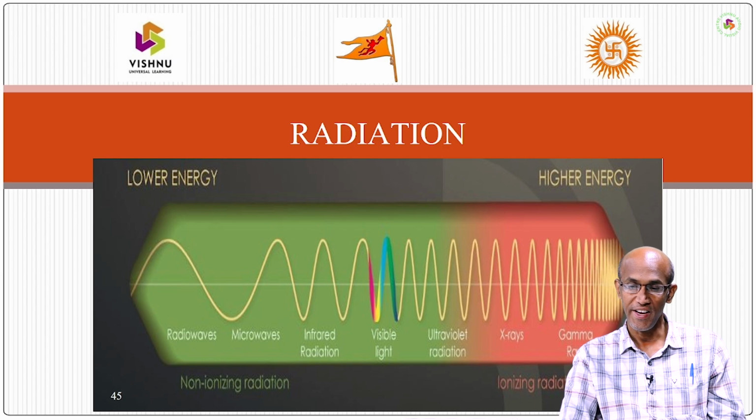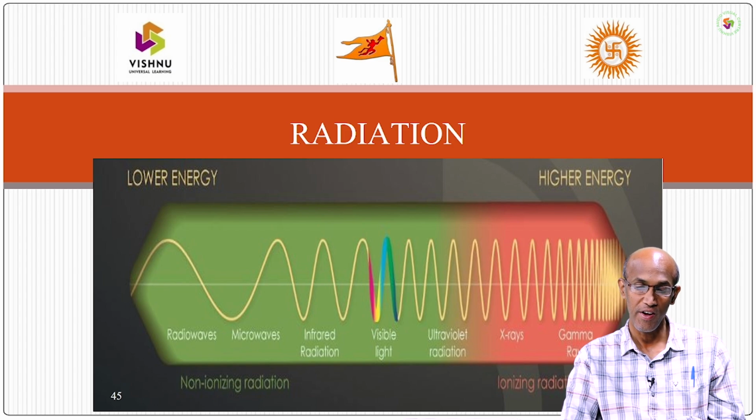The ionizing radiation comprises X-rays and gamma rays, whereas the non-ionizing radiation comprises radio waves, microwaves, infrared radiation, visible light and ultraviolet radiation. So these non-ionizing radiations consist of lower energy, whereas the ionizing radiation comprises higher energy.